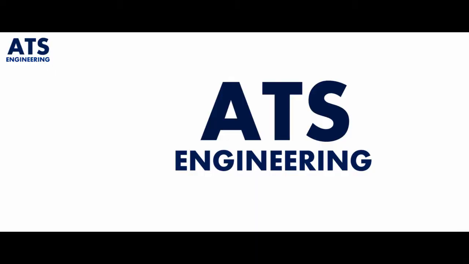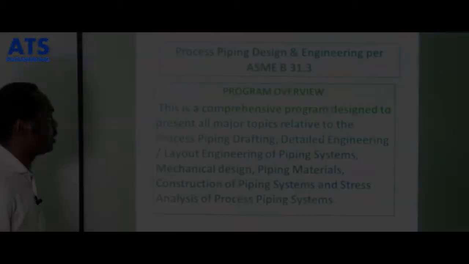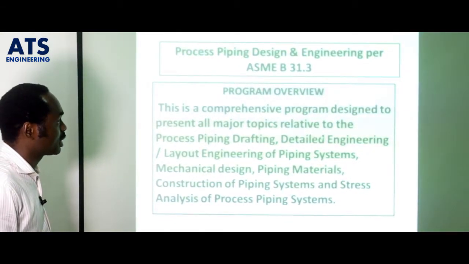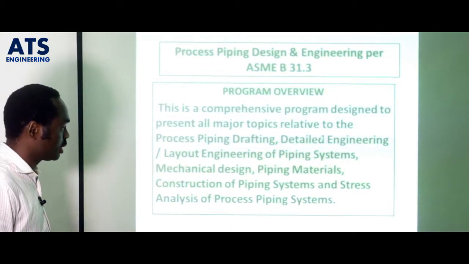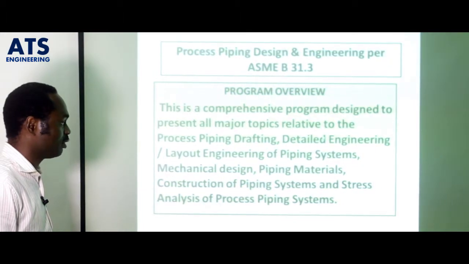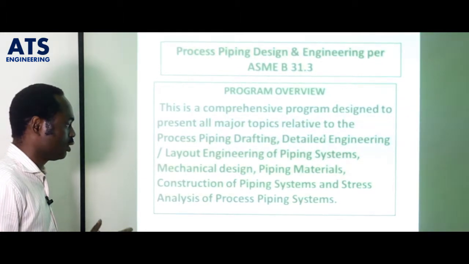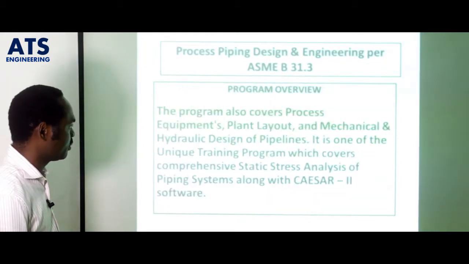Using experienced hands who have so much experience in various engineering fields in the engineering industry. The online process piping design engineering course is as per ASME B31.3. It is a comprehensive program designed to present all major topics relative to process piping, drafting, detail engineering, layout, and engineering of piping systems, mechanical design, piping materials, construction of piping systems, and stress analysis of process piping systems.